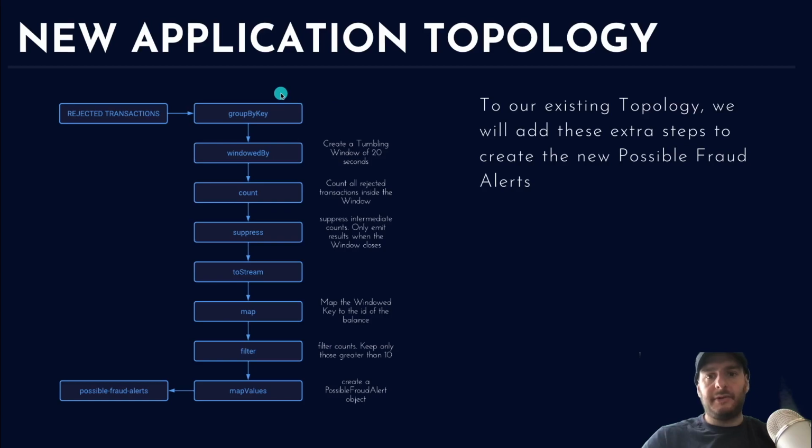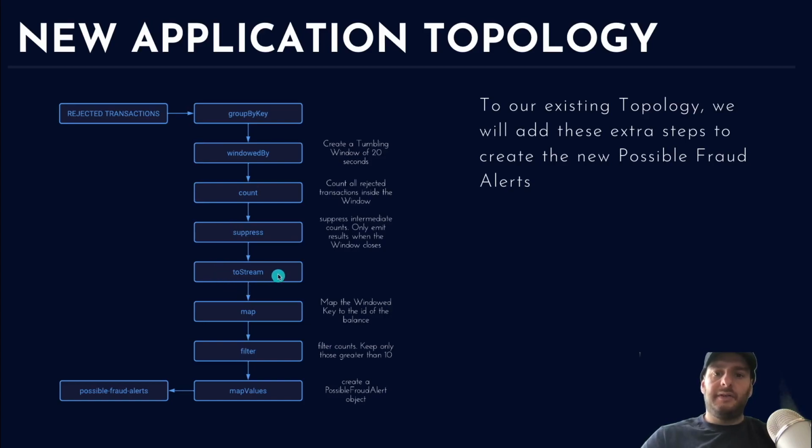We have the existing topology, which would be above here, but after that we have a rejected transactions stream, and we're going to group by key, because every time we want to do an aggregation we have to do a group by, and windowing is used to do an aggregation as well. So we do a window by, and in here we are going to create a tumbling window of 20 seconds. Then we're going to count all the rejected transactions for this window, and we had to add a suppress step to suppress all intermediate counts, because we only care about the final count of the window when the window closes.